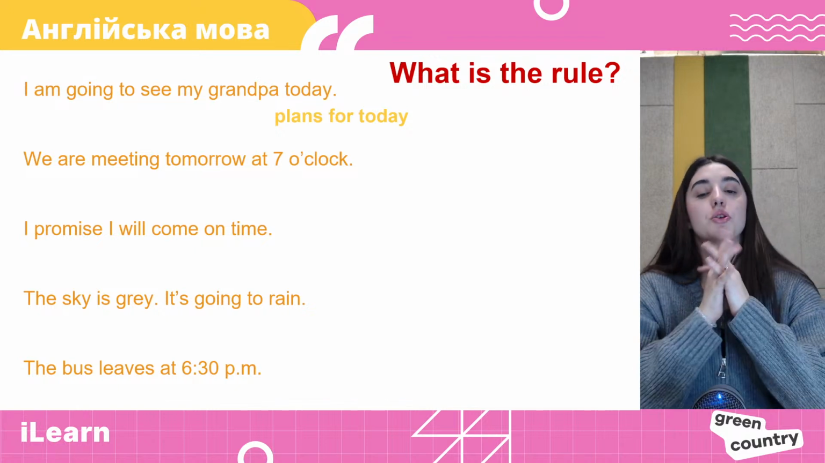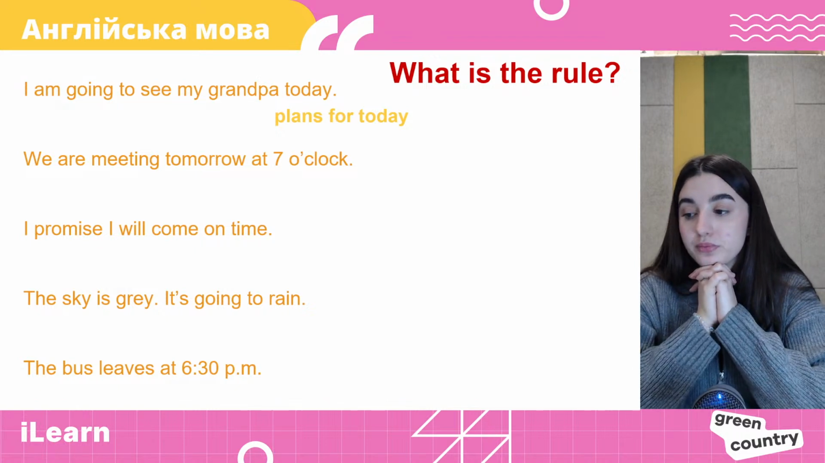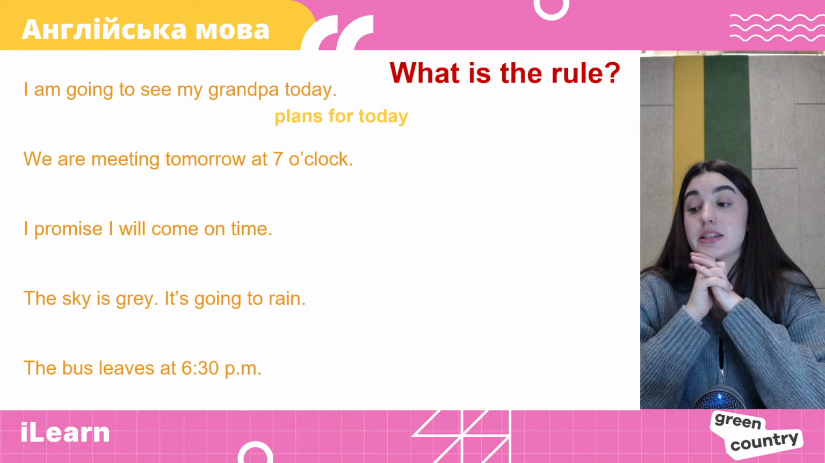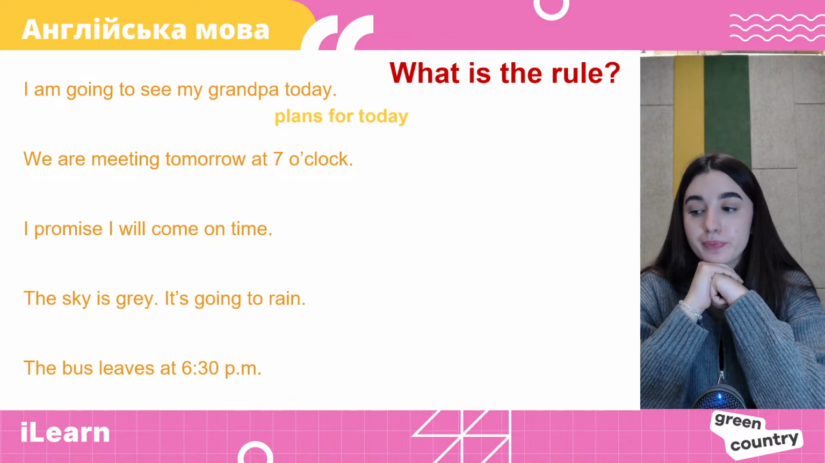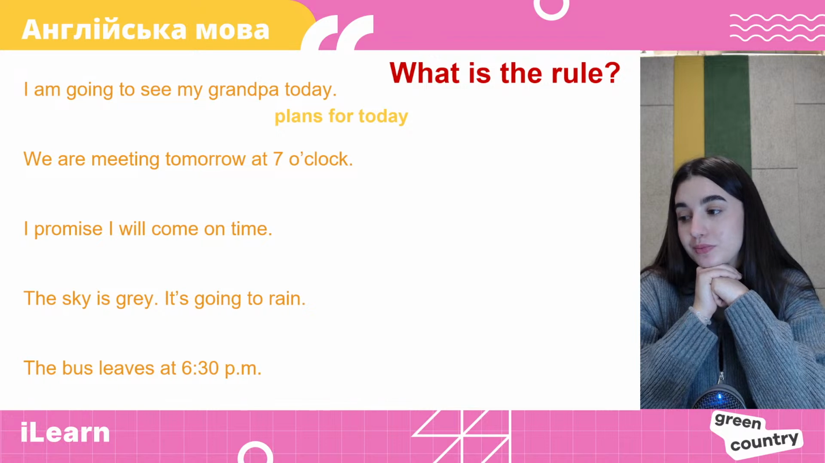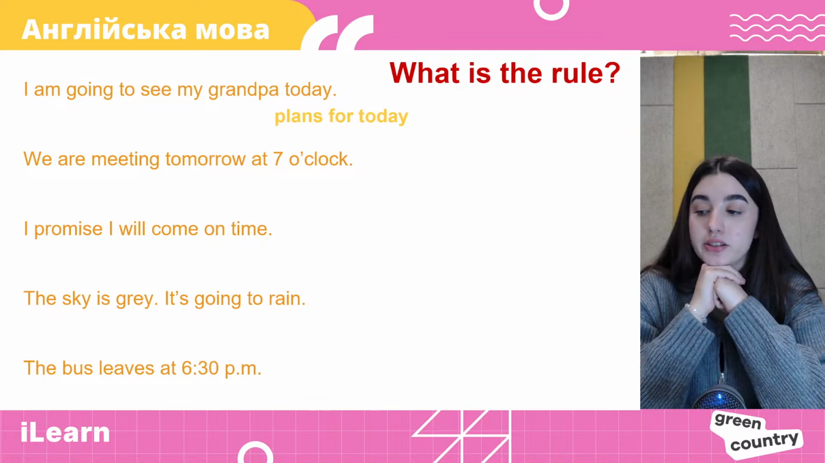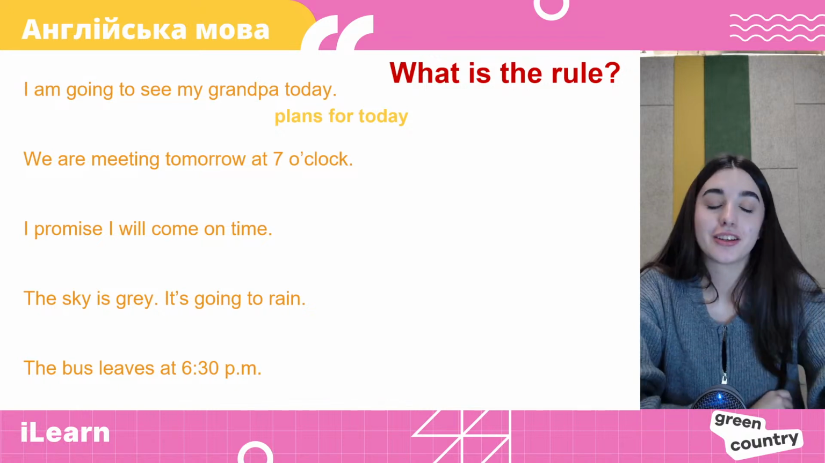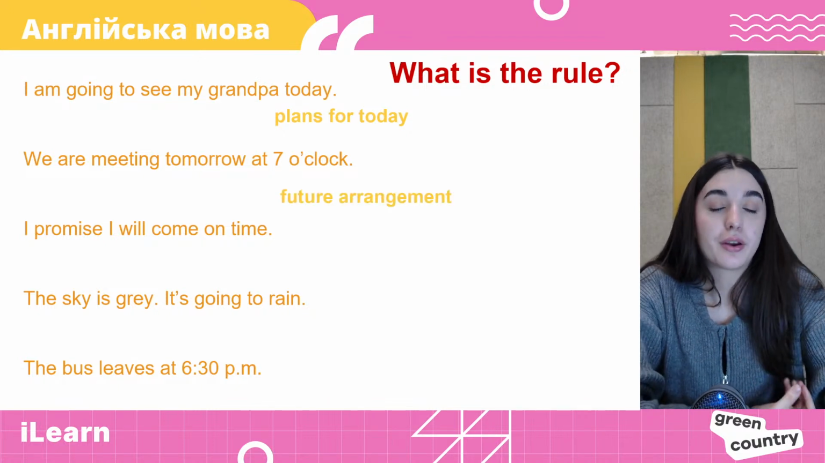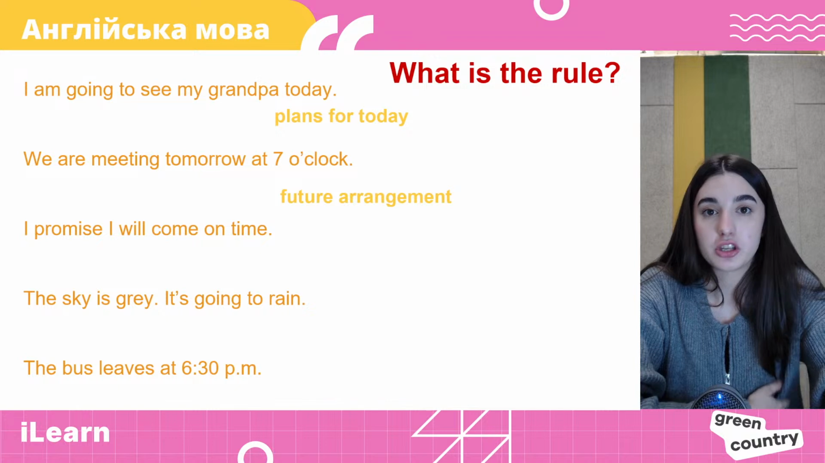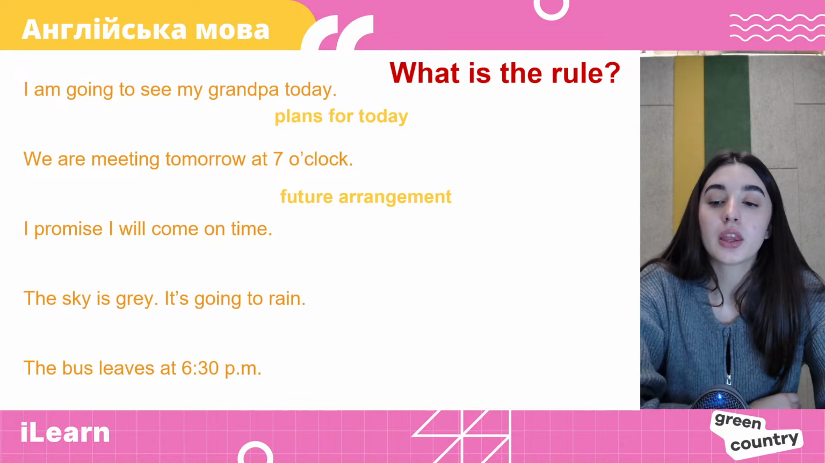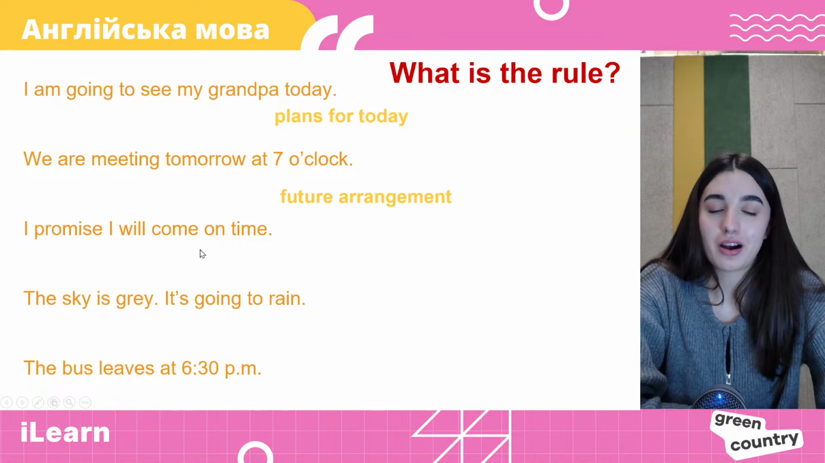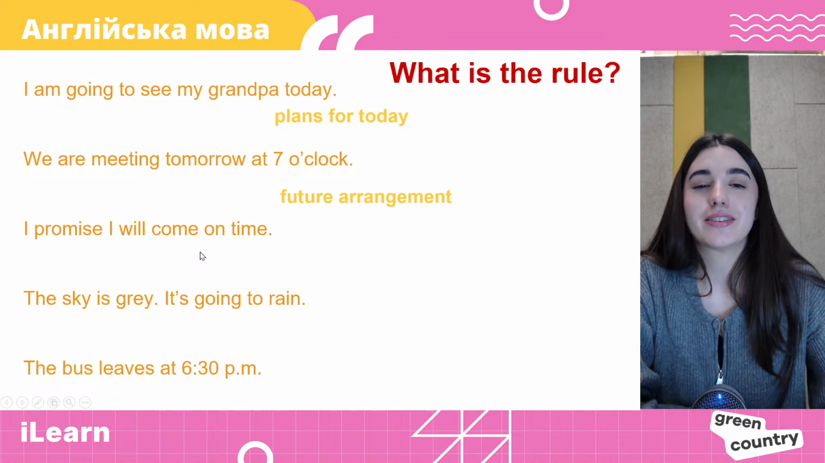We are meeting tomorrow at 7 o'clock. Yes, it is present continuous, but why do we use present continuous to talk about the future? Yes, Karina, I'm sorry. Great. It's our planned arrangement. It's our future arrangement, and we know where we go and when we go. Good. I promise I will come on time. So this is, I think, the easiest one.